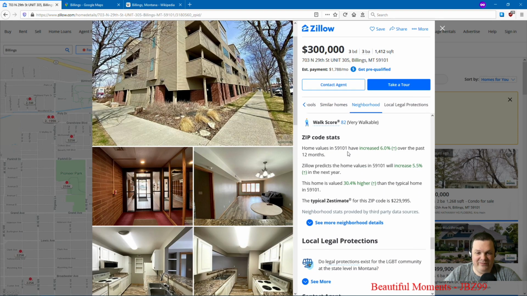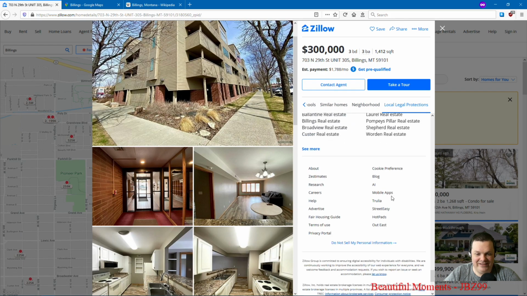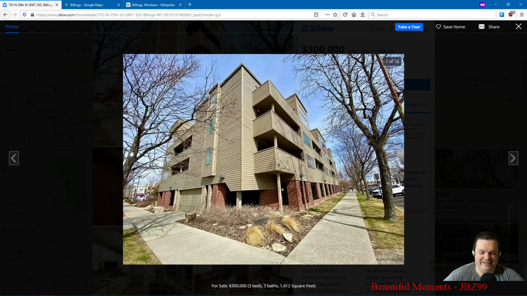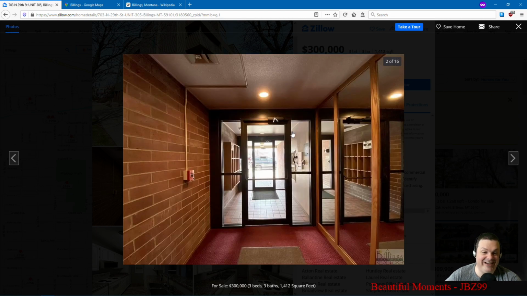Yeah, so, okay. Real estate prices are going up there. Alright, let's have a look. Oh, God. It's just so fucking ugly. It's so fucking ugly outside. It's so ugly. Alright, great, a shared entrance.